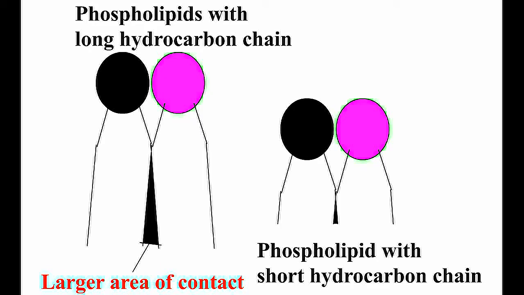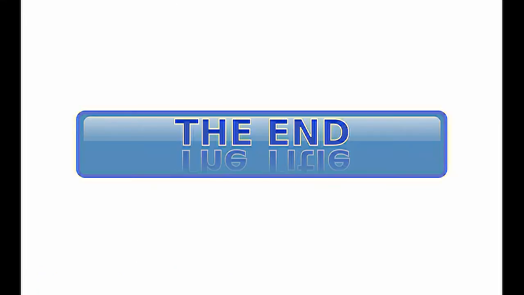Finally, the length of hydrocarbon chains also affects membrane fluidity. Generally, the longer the fatty acid hydrocarbon chains, the higher the melting point of the membrane. This is because a longer chain length increases the surface area of contact, thus increasing the tendency of the hydrocarbon tails interacting with one another via van der Waals interactions.